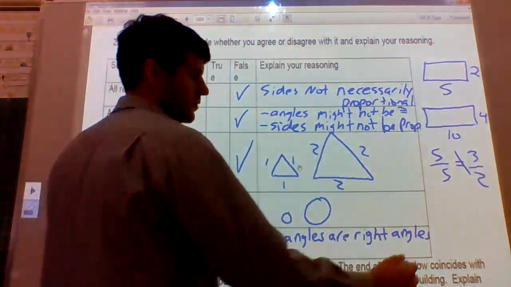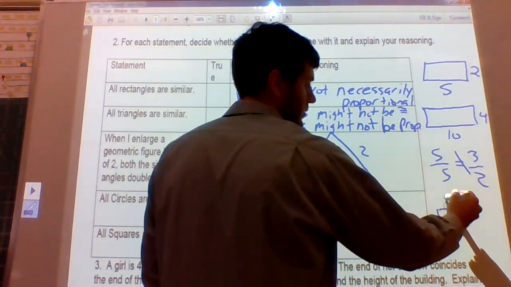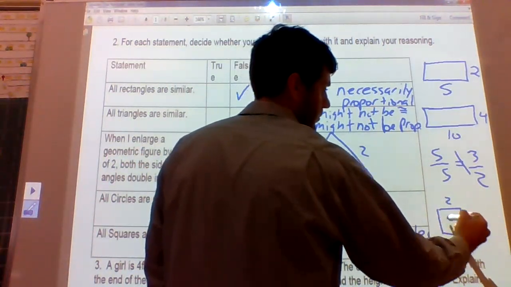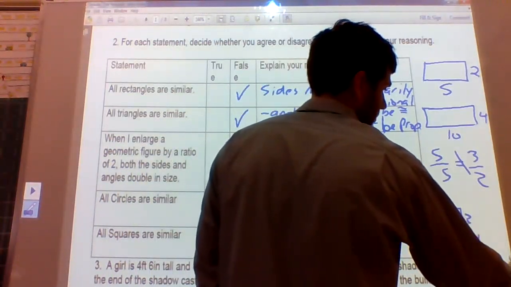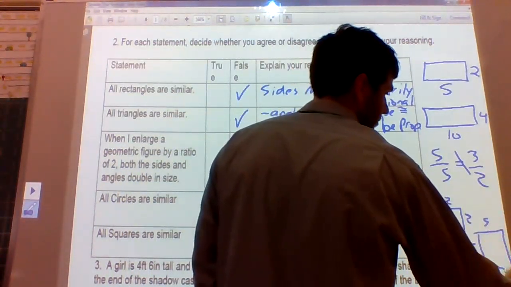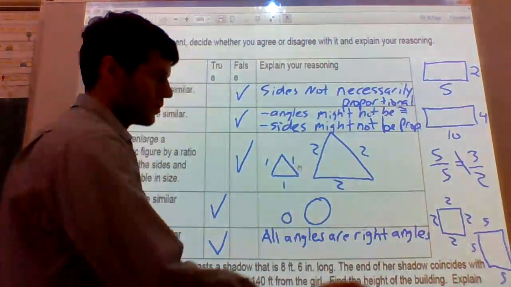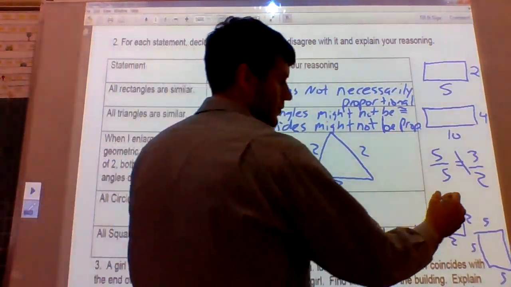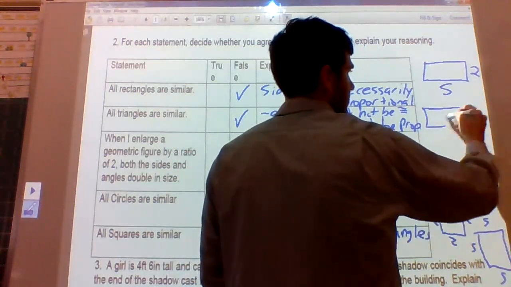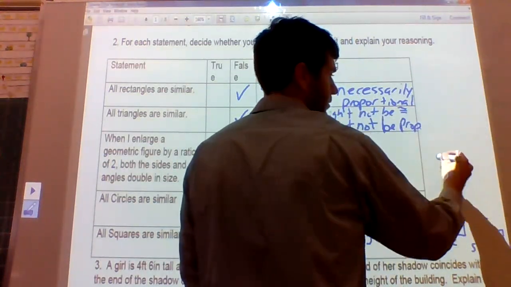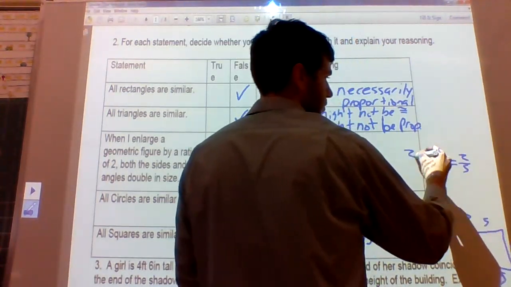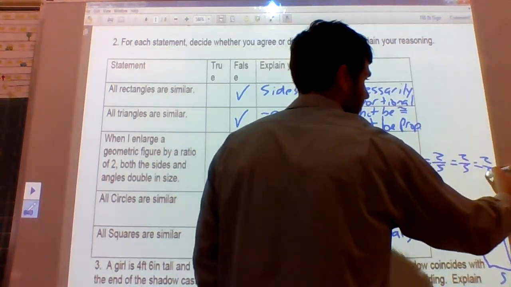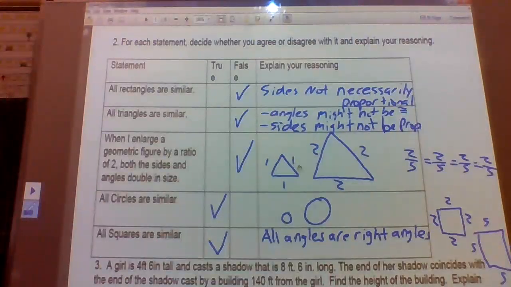Okay, and the sides, so if we have a square and the side's 2, this one is also going to be 2 and 2. So if we have a larger square, and if the sides are 5, the other sides are going to be 5. So your ratios here are going to be 2 over 5. I'm going to erase all this. Okay, 2 over 5 equals 2 over 5 equals 2 over 5 equals 2 over 5. And all those ratios are equal, so all those sides are proportional.